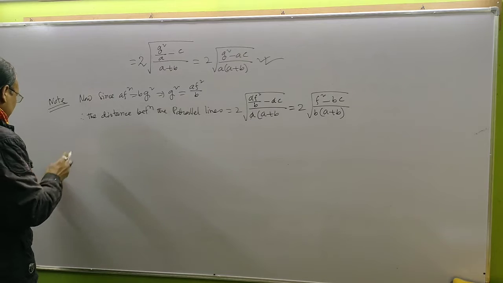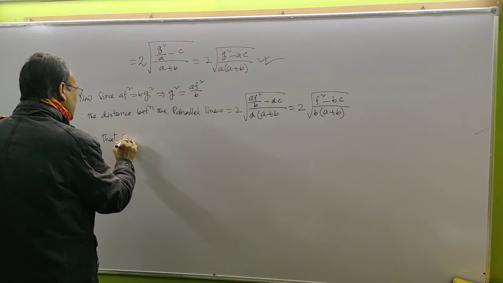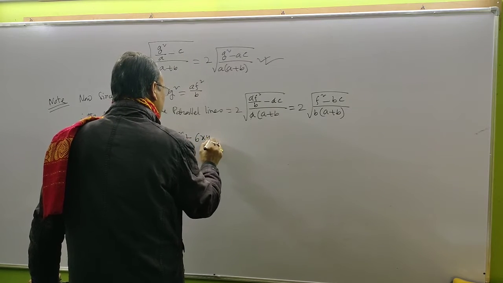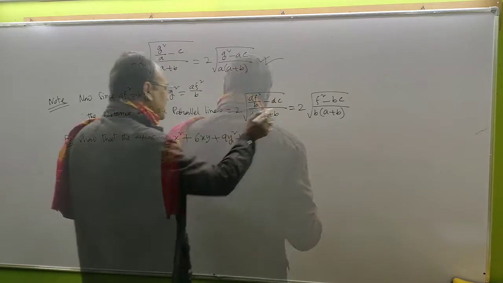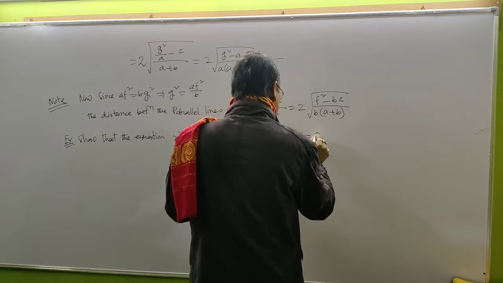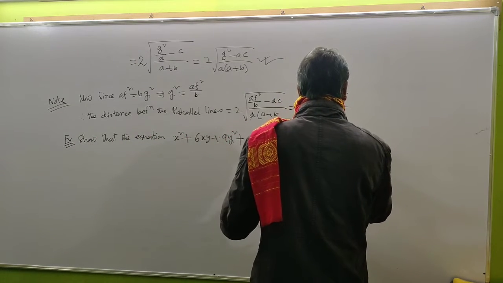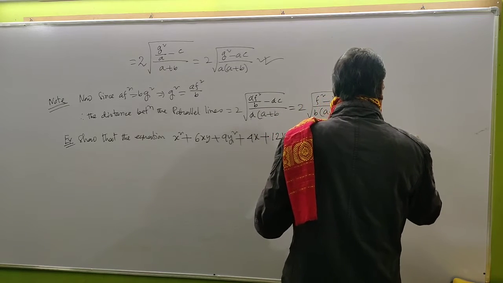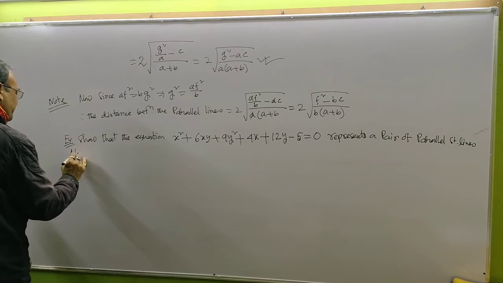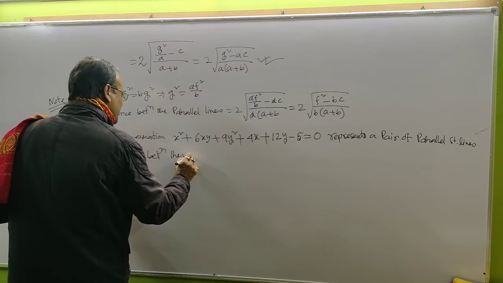So the question: the equation x square plus 6xy plus 9y square plus 4x plus 12y minus 5 equal to 0 represents a pair of parallel straight lines. Also find the distance between them.